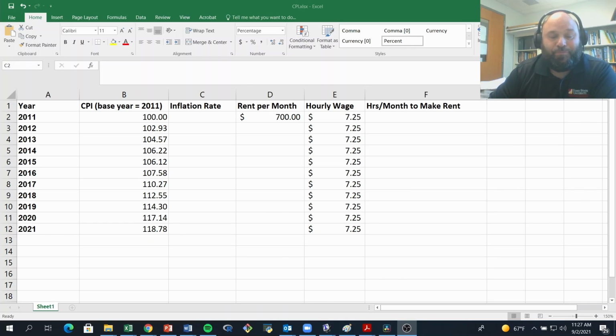That means that, first of all, although they don't use the percentage, each CPI should be considered a percent. So the CPI in 2012 was, the index says that prices are approximately 102.93% of the prices in 2011. The prices in 2014 were 106.22% of the prices in 2011, and so on and so forth.